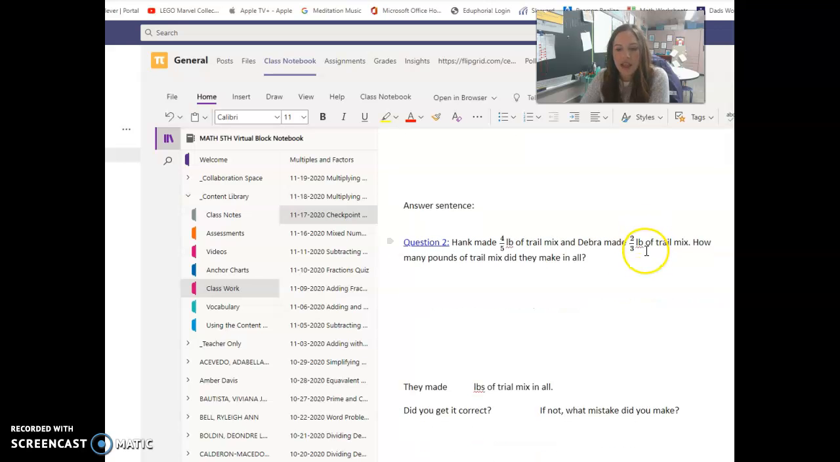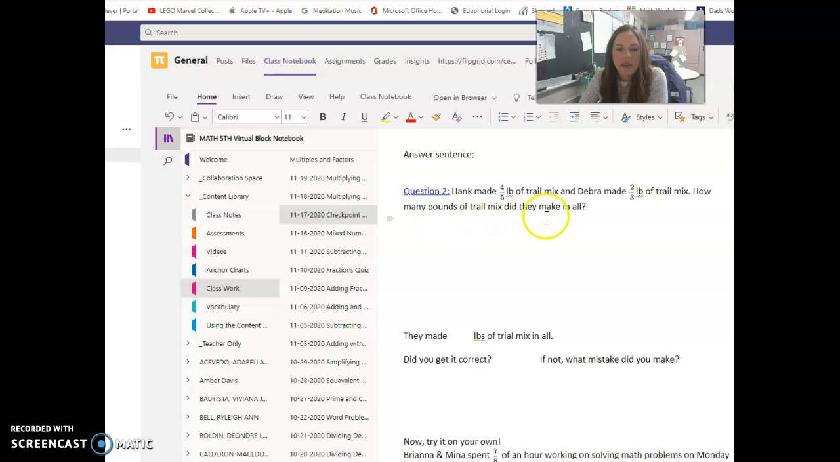Okay, now let's take a look at the second question that stumped us. Hank made 4/5 pound of trail mix and Deborah made 2/3 pound of trail mix. How many pounds of trail mix did they make in all? Now, I don't think that the problem here was that we didn't know whether to add or subtract. I think we all understood that we needed to add these two fractions together. How much did they make in all is a really good key phrase in telling us that we're taking two things and joining them together.